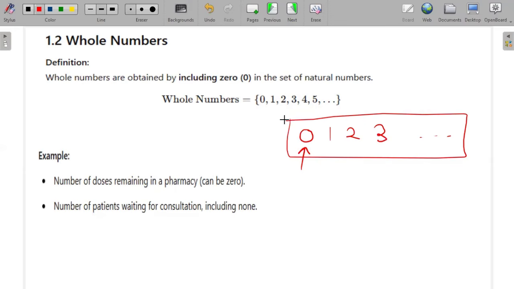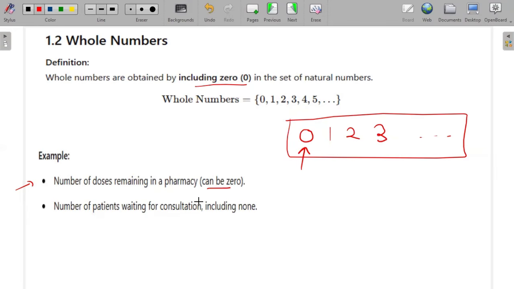Okay, so whole numbers are just obtained, what I was writing there, are just obtained by including 0 in the set of what? Natural numbers. Okay, so an example of where we use the whole numbers will be maybe the number of doses that are remaining in a pharmacy. So there will be at some point where the dosage is just 0 because all the medicine has been given out. Okay, so you can see here I was writing it can be 0.